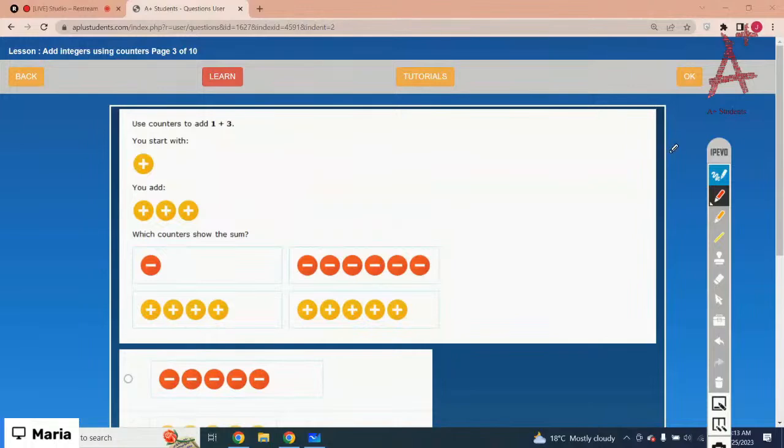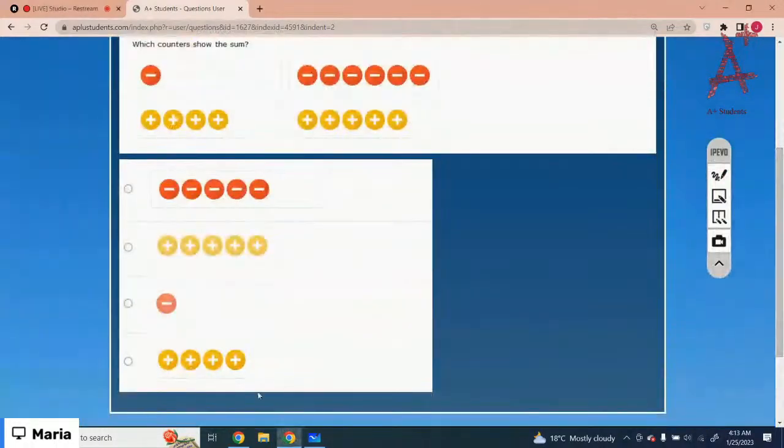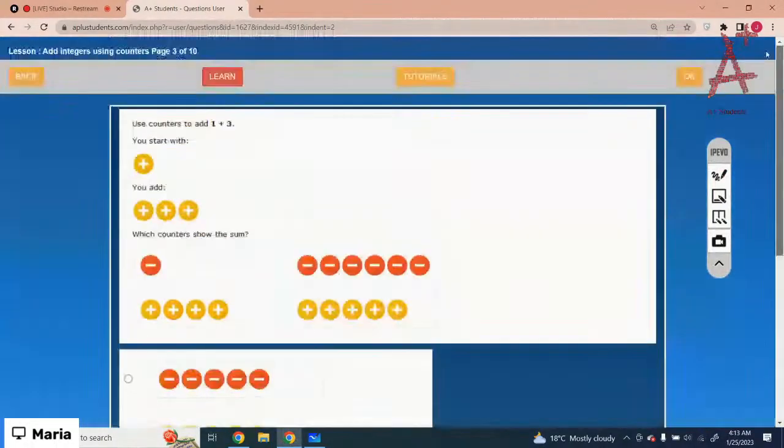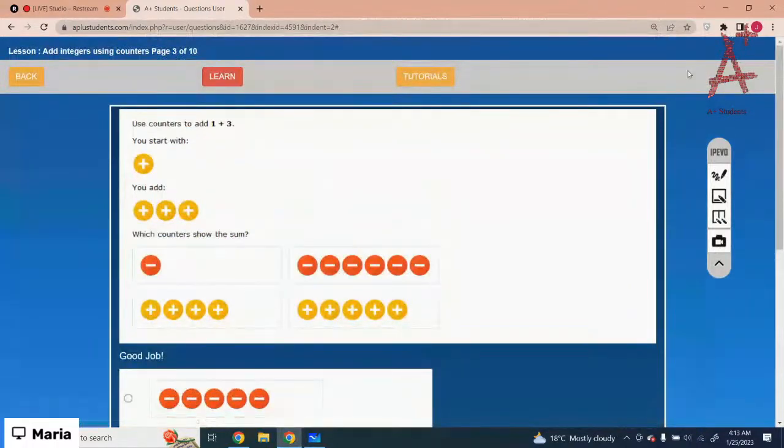So the correct option is the 4 positive counters. That would be option number 4. Just select the correct option and click on the OK button.